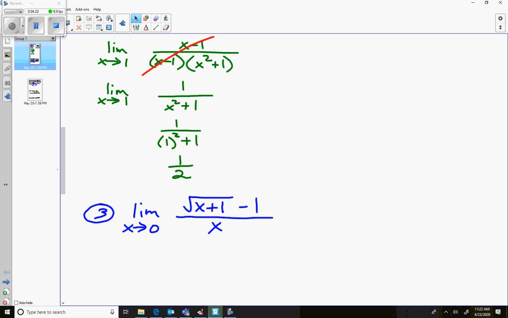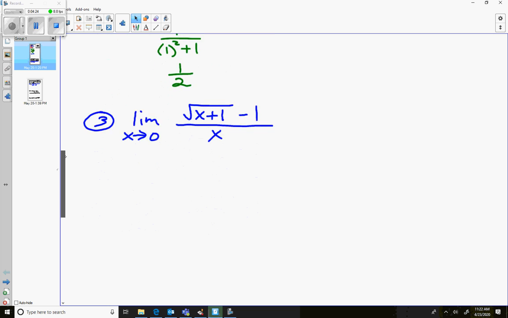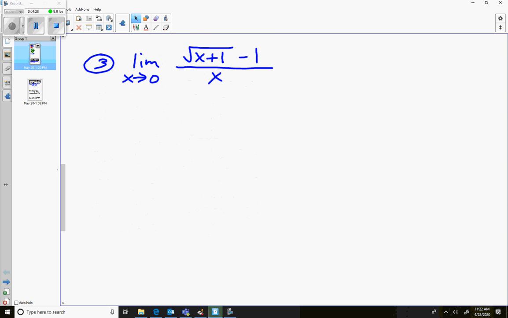And then we get to number 3. Now, number 3, again, I cannot just plug in 0, but factoring is definitely not going to work either. So what can we do with this? Well, in this case, the trick is to notice that the numerator is a binomial, and there's also radicals involved. And so what we are going to do is multiply by the conjugate.